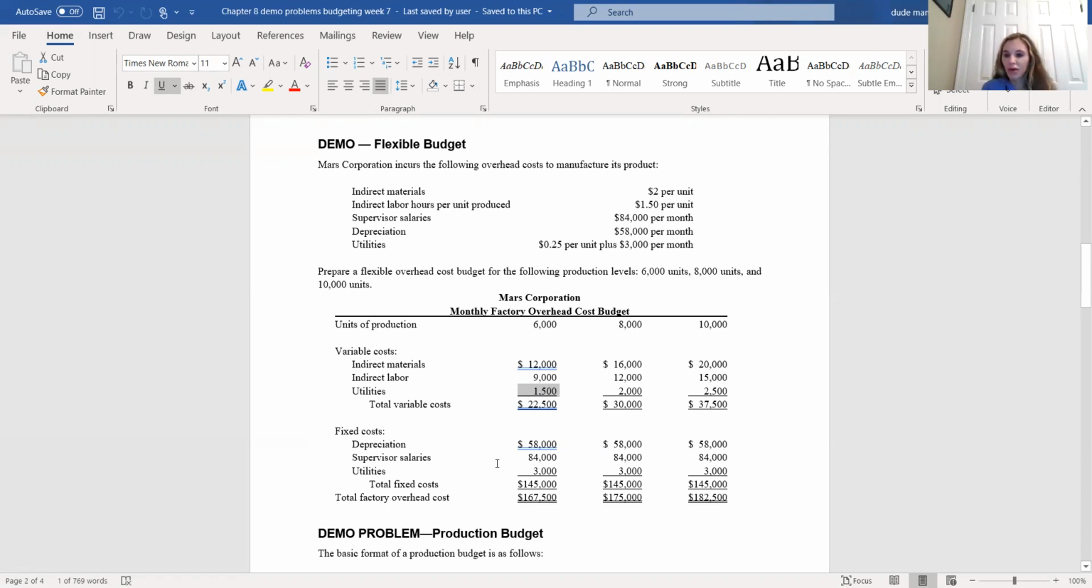How is this useful to you? Let's say that we're in production and we make 8,000 widgets this month. We would use this 8,000 volume budgeting column here. But if we were using a static budget, how useful would that be? It wouldn't be, because we wouldn't be able to determine if that was adequate given the level of production that we were given.